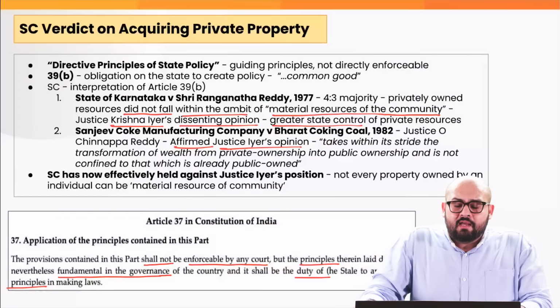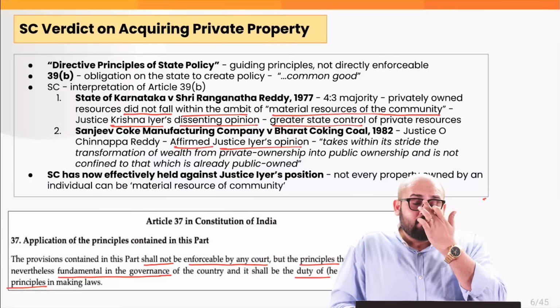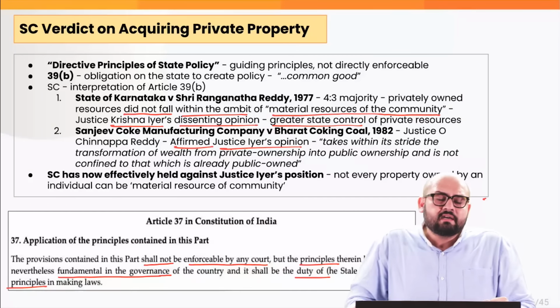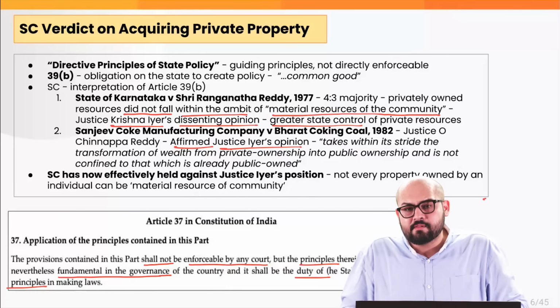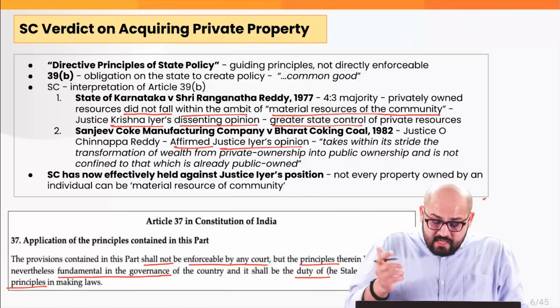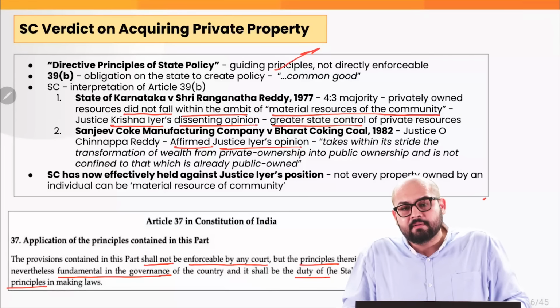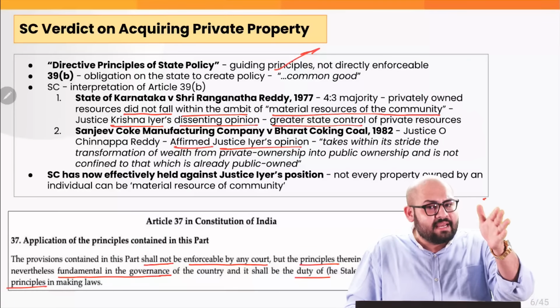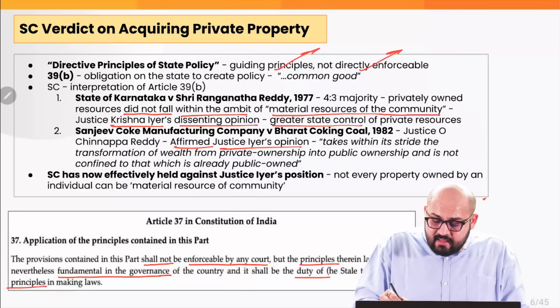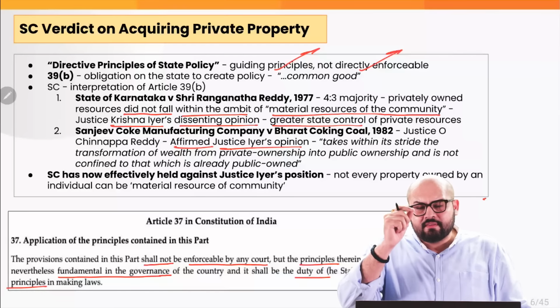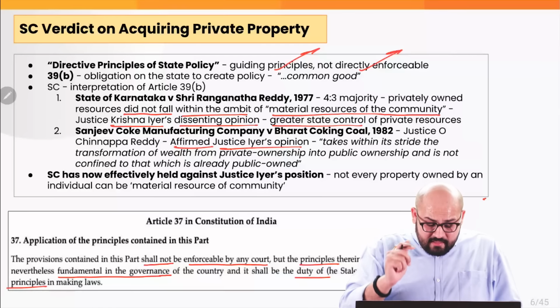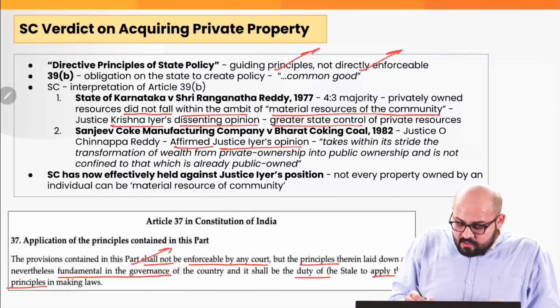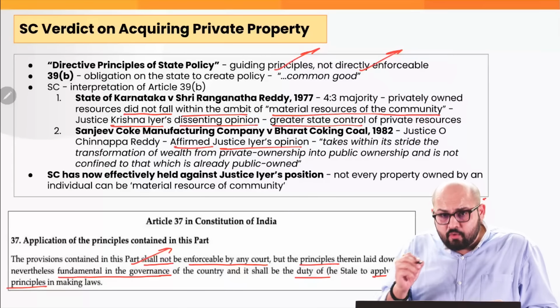Now, in order to discuss this particular question, what the Supreme Court actually talked about was that we have the directive principles of state policy, as I just mentioned. These are nothing but the guiding principles. These are the principles which the state has to follow, but they are not directly enforceable. And we also have Article 37, which very clearly says that these provisions shall not be enforceable by any court.